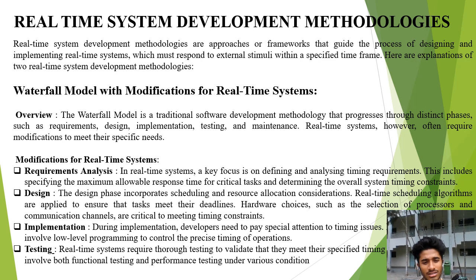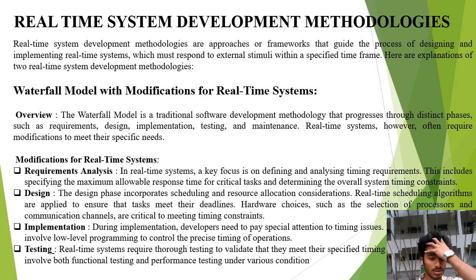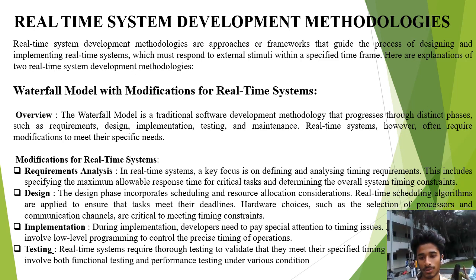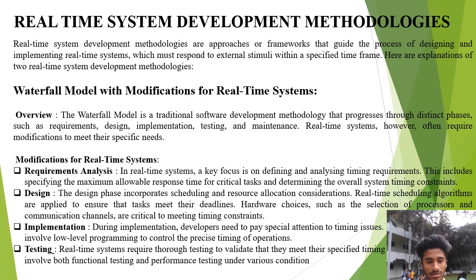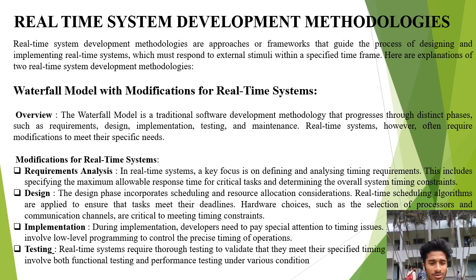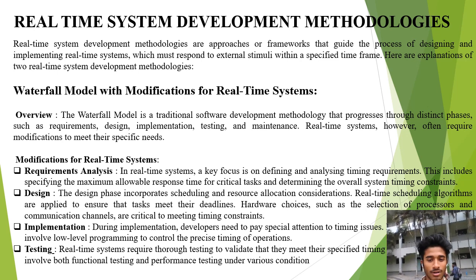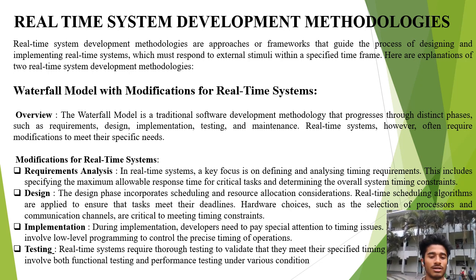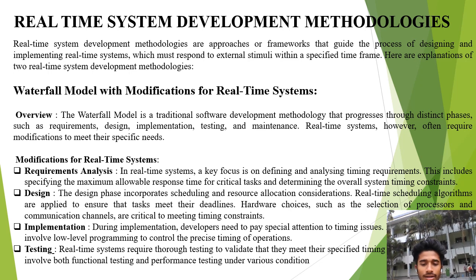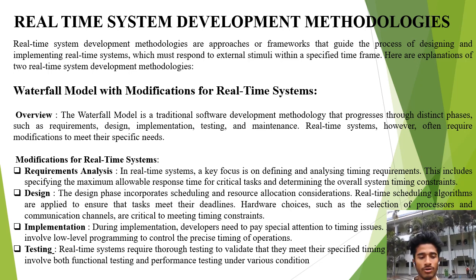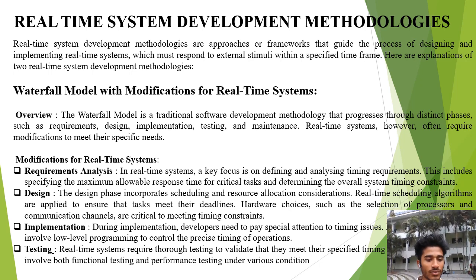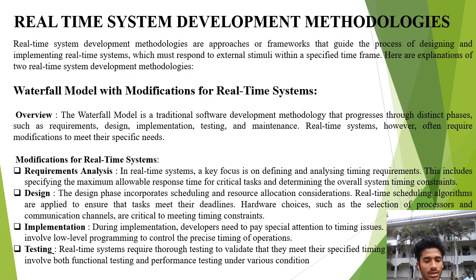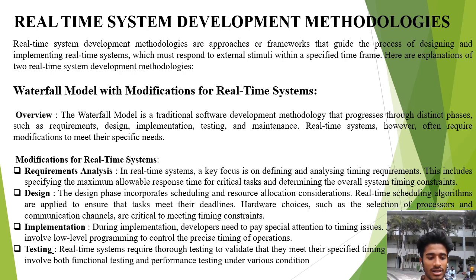Implementation, the third one. So, what is implementation? During implementation, developers need to pay special attention to timing issues, involving low-level programming to control the precise timing of operations. The fourth one is testing. Real-time systems require thorough testing to validate that they meet their specified timing. This involves both functional testing and performance testing under various conditions.